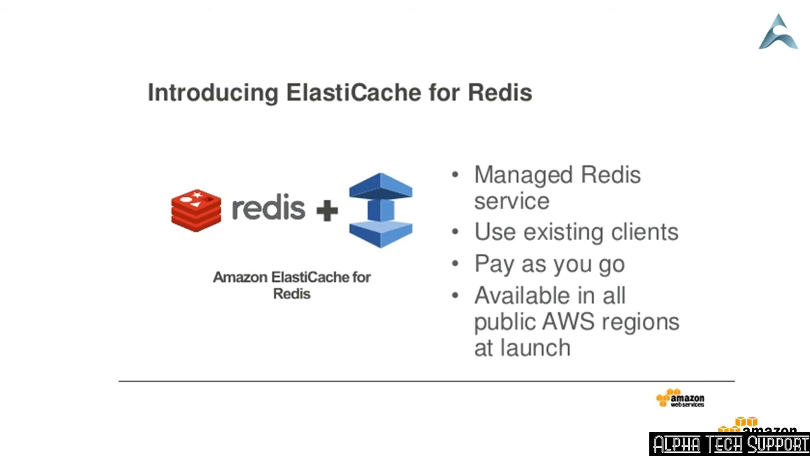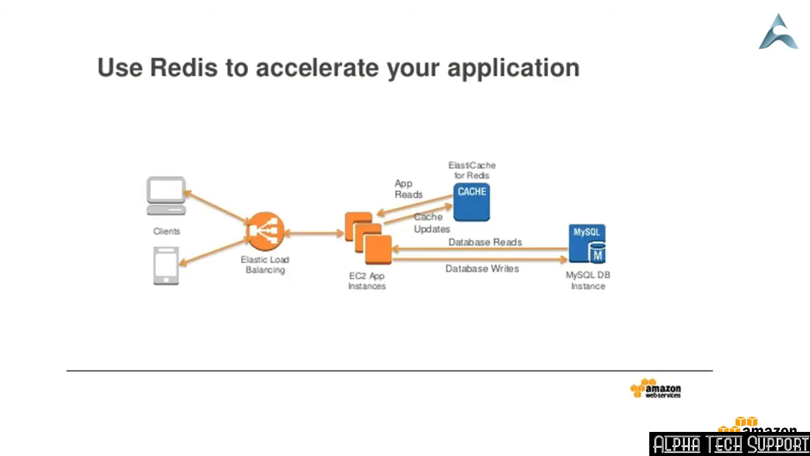It is not available in US Secret or US Government Cloud because we can't host a website in that region. That is restricted to some common users. So Redis is not a very typical thing, it is a simple solution using Elastic Cache. When you create an instance of Elastic Cache, you have an option to create a Redis. You can use Redis to accelerate your application. It automatically makes use of elastic load balancing, EC2 application instances, app reads, cache. You can use cache memory. It is simply a cache for a database or any kind of reads.